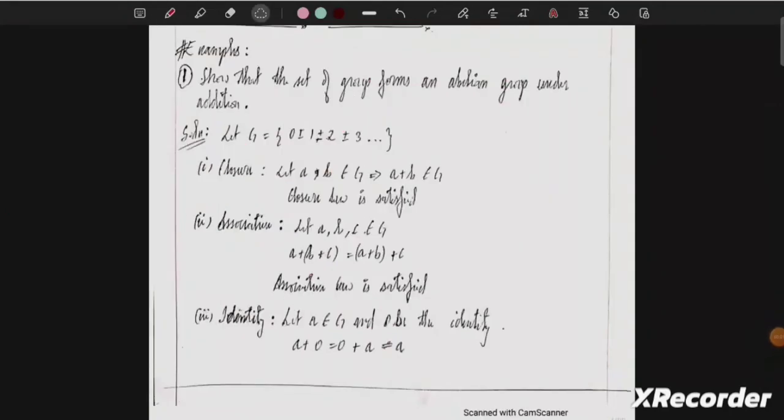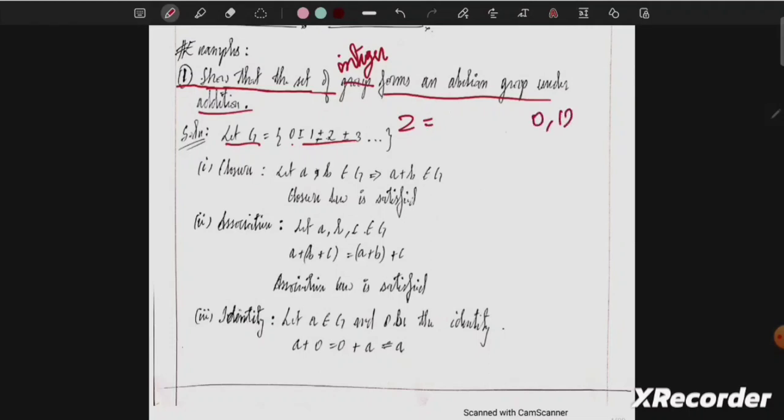Now let us look at some examples. The first one is to show that the set of integers forms an abelian group under addition. We let G equal to 0, plus or minus 1, 2, 3, and so on. We usually denote the set of integers as Z: 0, 1, 2, 3, minus 1, minus 2, minus 3, and so on. But out here we are using G, so let's just denote the set of integers as G.